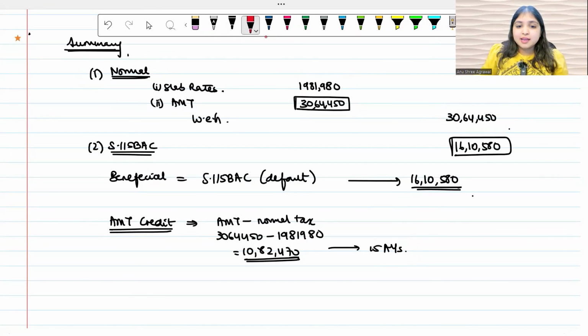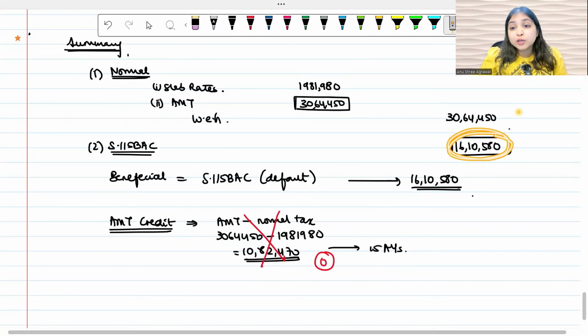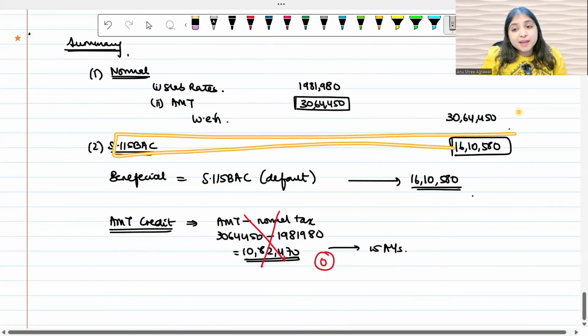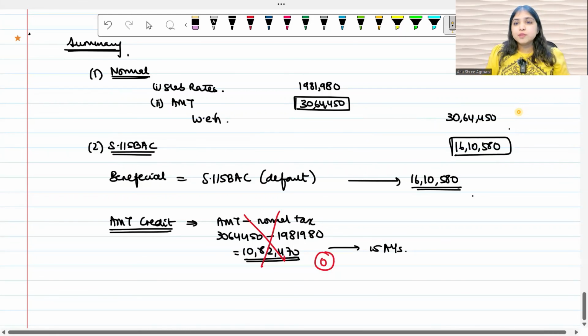In this case, AMT credit will be 0. Why? Because, are you actually ending up paying AMT? No. What are you paying actually? At the end of the day, you're paying as per 115 BAC. Are you paying this AMT number? No. You're paying only as per 115 BAC. So will you have any AMT credit here? You will not have any AMT credit.